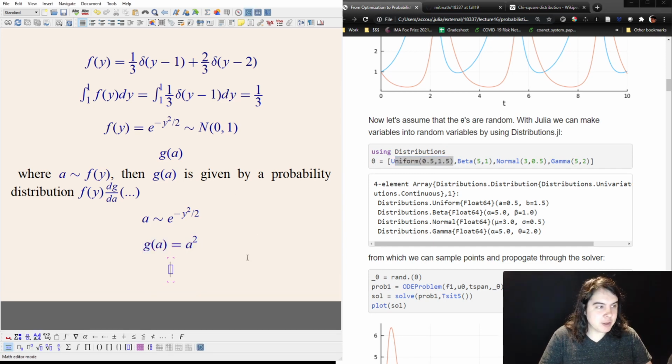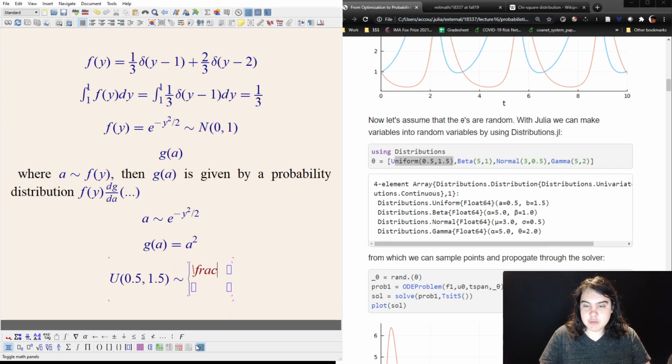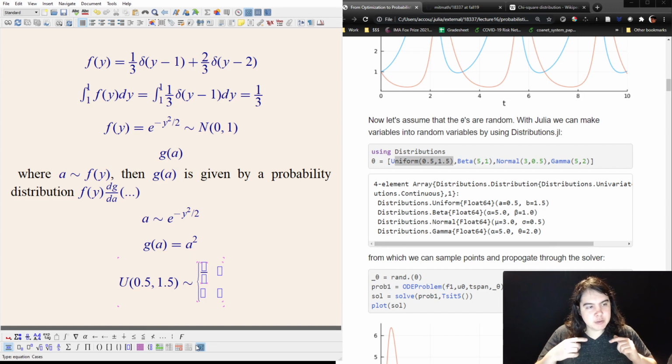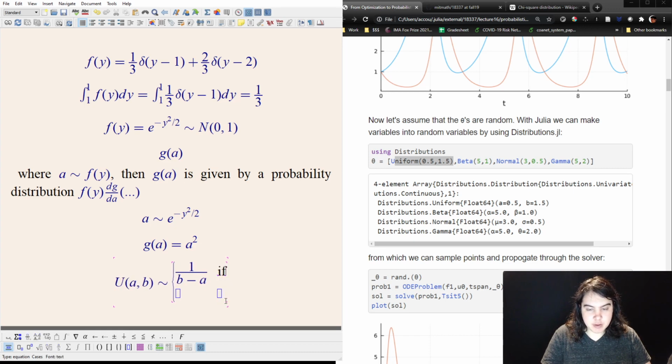So what you'd represent that with is U(0.5, 1.5), which is the distribution given by a function that is a fraction. Right, so the distribution function for this would be that all probability distributions integrate to the value 1, and so let me write this in its more general form. This is going to be 1 divided by b minus a if y is in a to b and 0 otherwise.